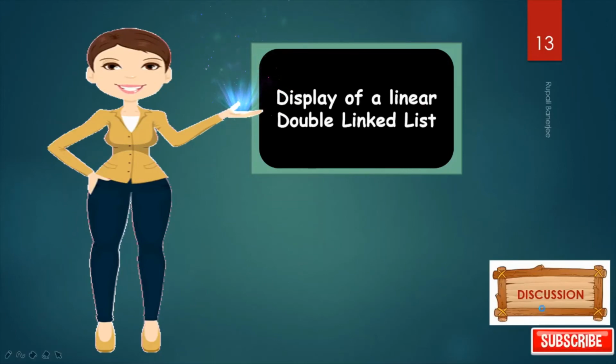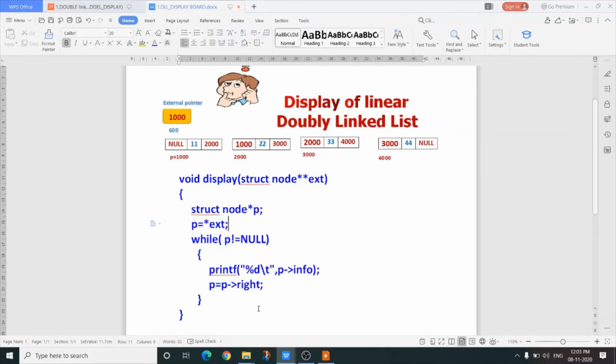See the discussion. Display of linear doubly linked list. So I want to print each and every node info. So function name is display. I am passing the address of external pointer or header, that is this 600. Struct node star p, p can hold the address of any node. I give p equal to star ext, that is the value at ext, 1000, so p is 1000. Now till p is null, I have to traverse the whole linked list and print each node info.